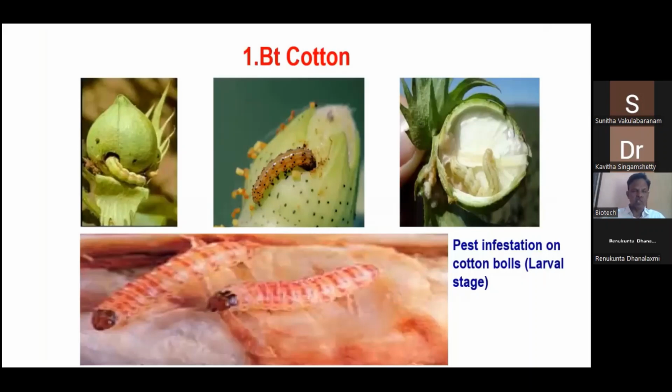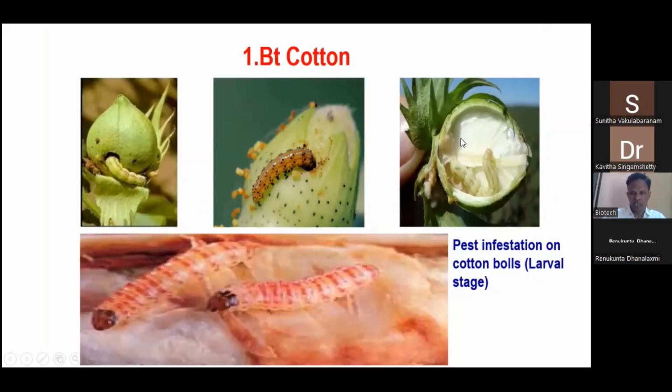So this is cotton, right? Okay, this is called a boll. This boll is infected by a fly, the larva of this fly. Always the larva will bore into the boll and eat the tender seeds inside this boll. As a result, the fiber does not grow as the seeds are lost.